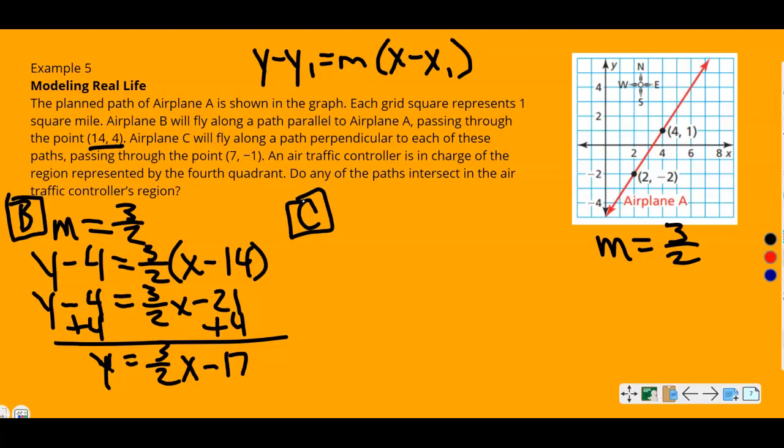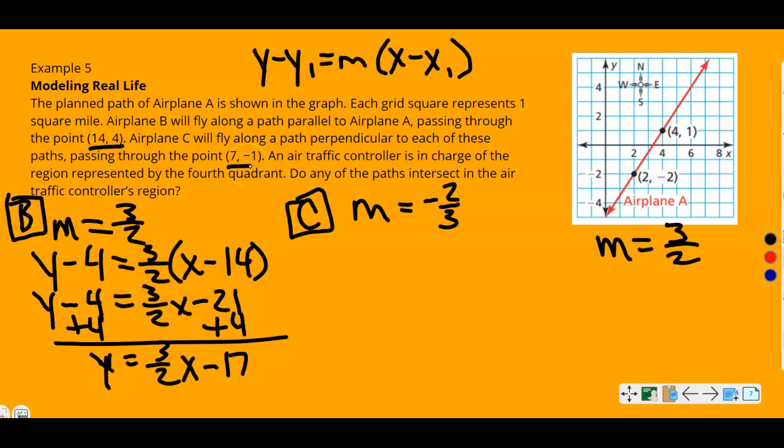Let's see what C says. Airplane C will fly along a path perpendicular to each of these paths. We know that perpendicular lines have slopes that are negative reciprocals. So 3/2, remember, a negative reciprocal, you flip it and change the sign. So -2/3. If I multiply these two together, they equal -1. Those are negative reciprocals of each other. So I have the slope of airplane C, and it passes through the point (7, -1).